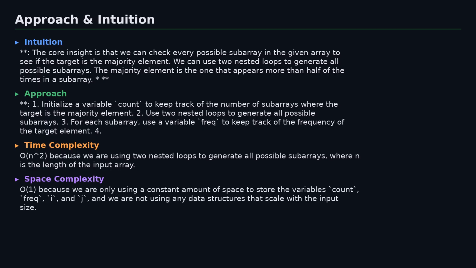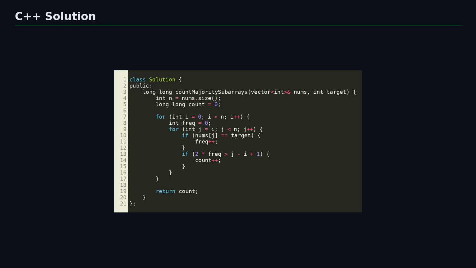We'll start by initializing a variable to keep track of the count of subarrays where the target element is the majority element. Then, we'll use two nested loops to generate all possible subarrays. For each subarray, we'll keep track of the frequency of the target element and check if it's the majority element by comparing its frequency to half of the length of the subarray. If it is, we'll increment our count.